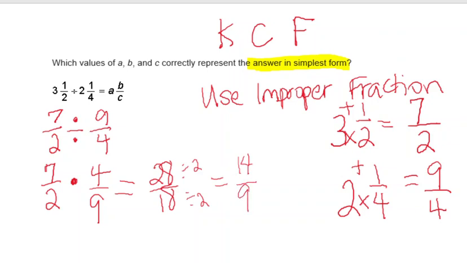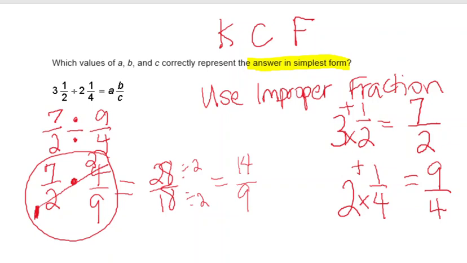Another option that you have is that before you multiply, you could simplify, because we see these two numbers across from each other are divisible by 2, and when we divide by 2, we get 2 divided by 2 is 1, and 4 divided by 2 is 2. Then we multiply top times top. 7 times 2 is 14, and 1 times 9 is 9.